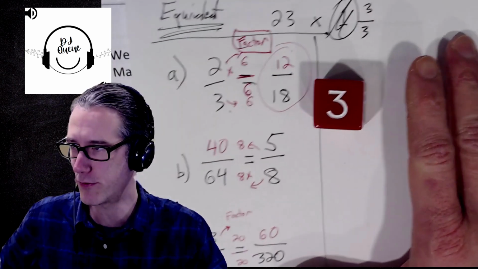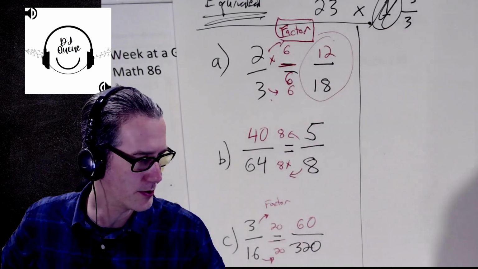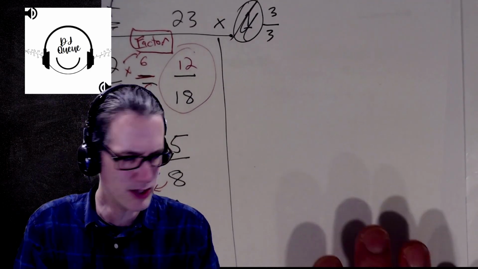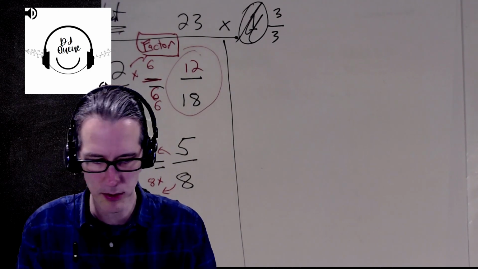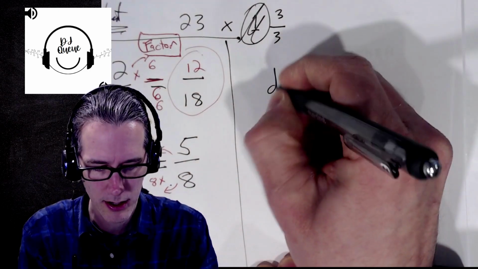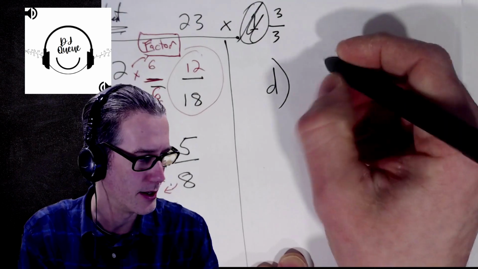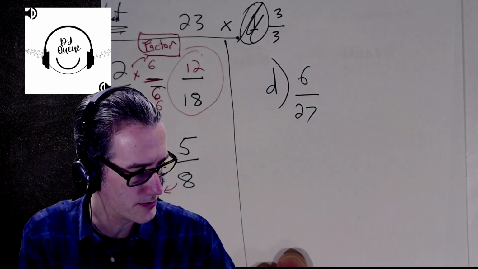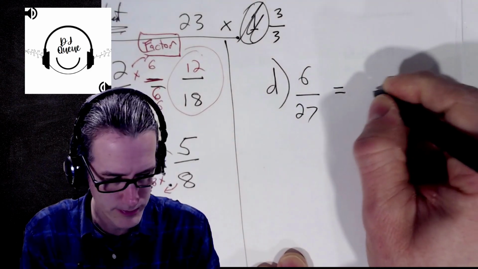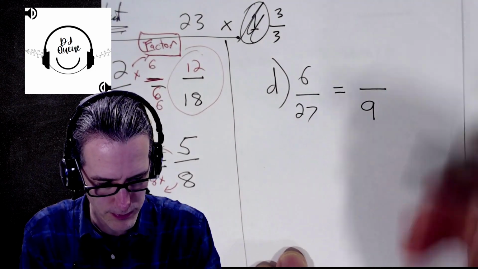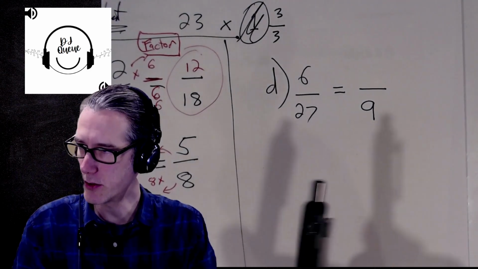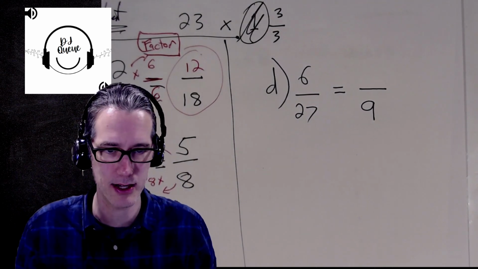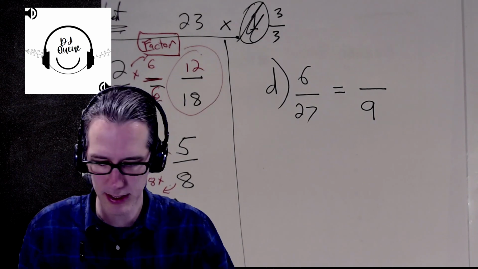Any questions about the whole factor thing? So find an equivalent fraction. Now I'm going to try one more, slightly tougher one, at least a little bit different, kind of what we were talking about before. So this is going to be question D. Okay, so 6/27 equals something over 9. So go ahead and post your answer to that in the chat, and we'll do yet another DJ cue.